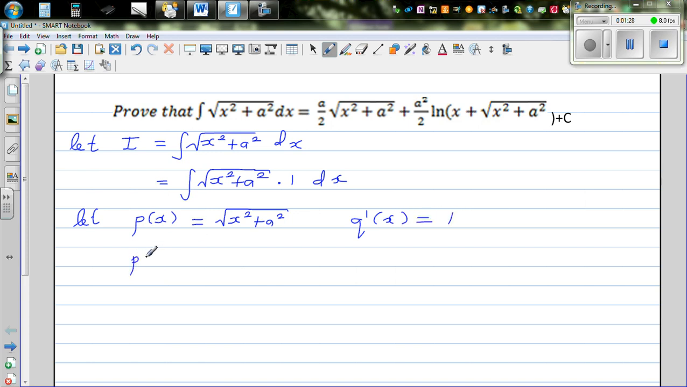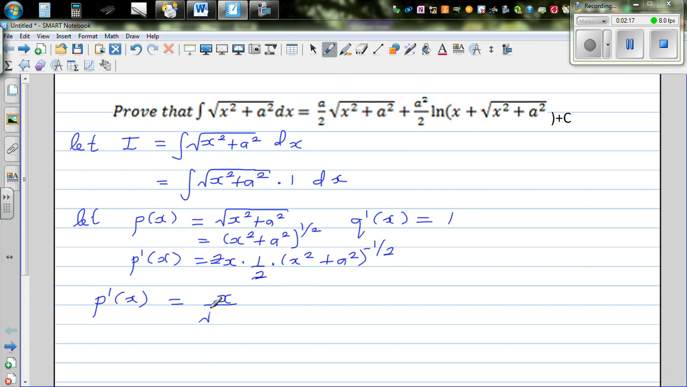So here, to find p dash x, we differentiate this. Using the chain rule, I always like to differentiate the inside first. So this is 2x times, let me write this like this, x squared plus a squared raised to half. First I differentiate the inside, and now the outside: times half times x squared plus a squared, and you decrease half by 1, so that's negative half. So for p dash x, the gradient of p of x, this 2 and this 2 cancel. So that simplifies to x over square root of x squared plus a squared. So this is the gradient of p of x.